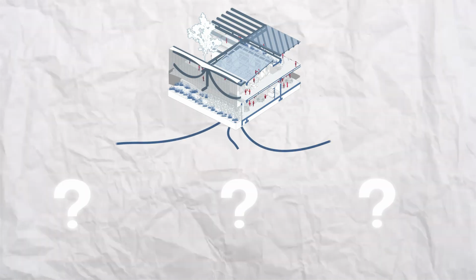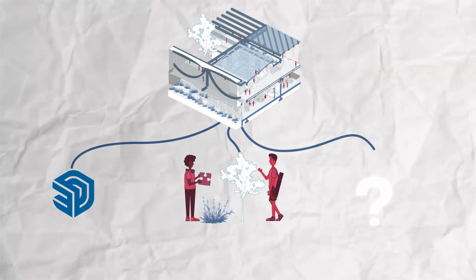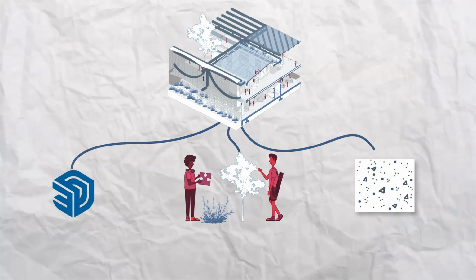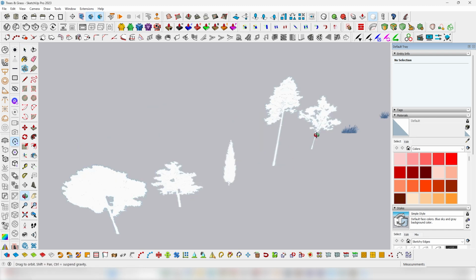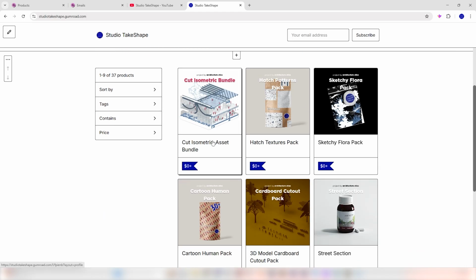So let's break down the image. Once it's broken down, we are left with a 3D model, stylized trees and people, and hatch patterns. I created all these and made them as individual packs. You can even download them as a bundle to follow along with this video.